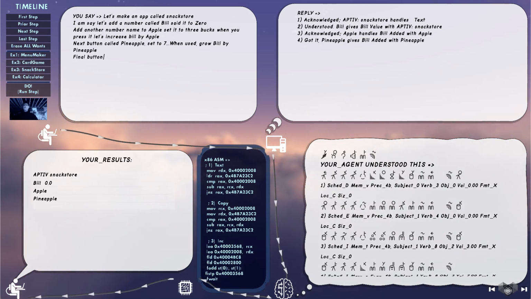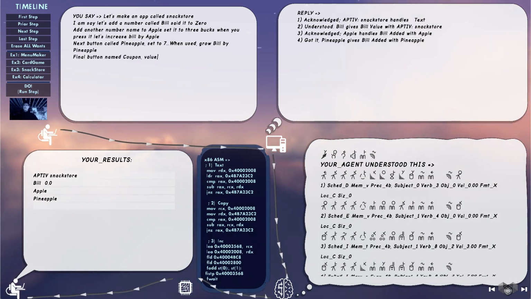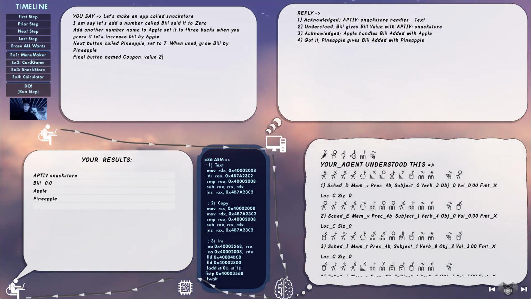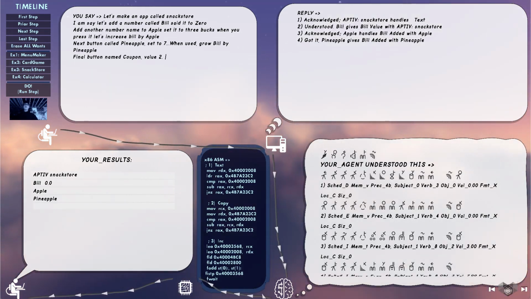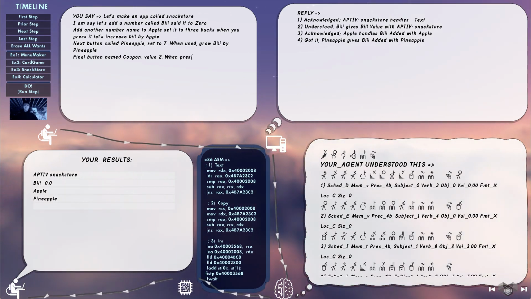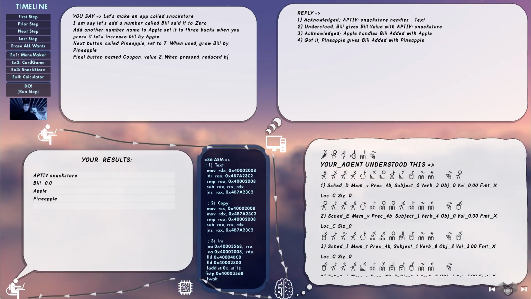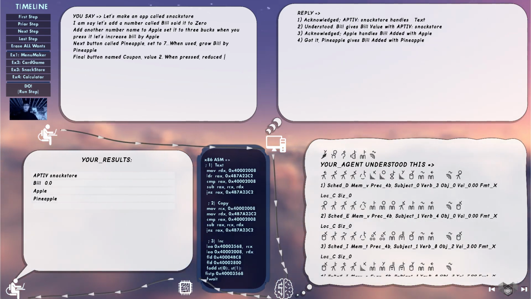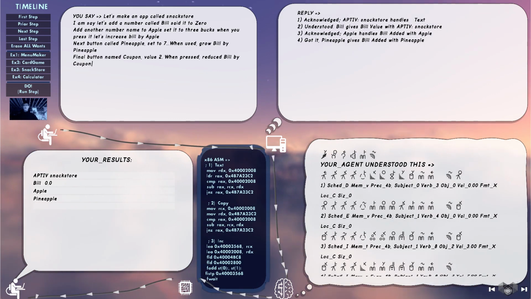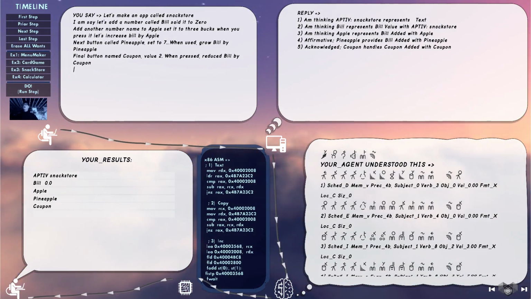Final button named coupon. Let's give them a popular sales thing. Value, how about $2? When pressed, reduce bill by coupon. All right, we got that guy there.